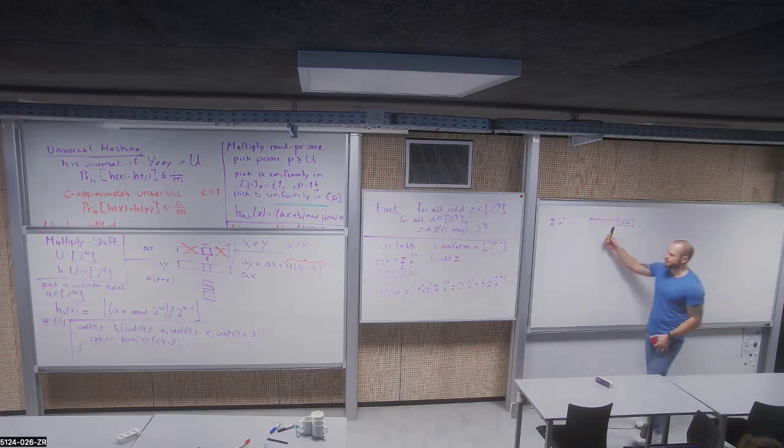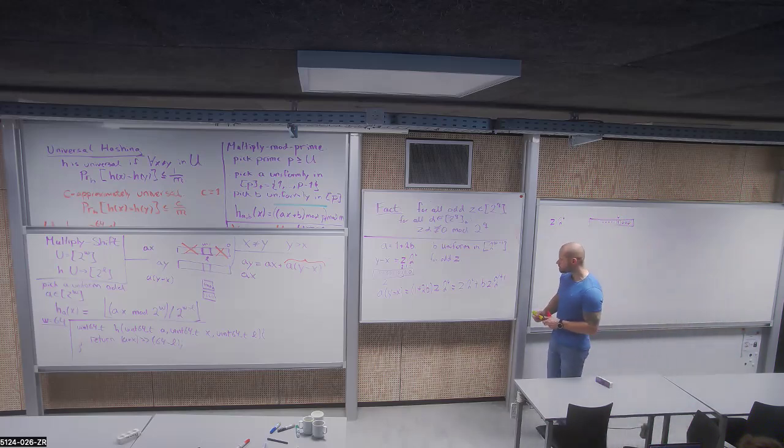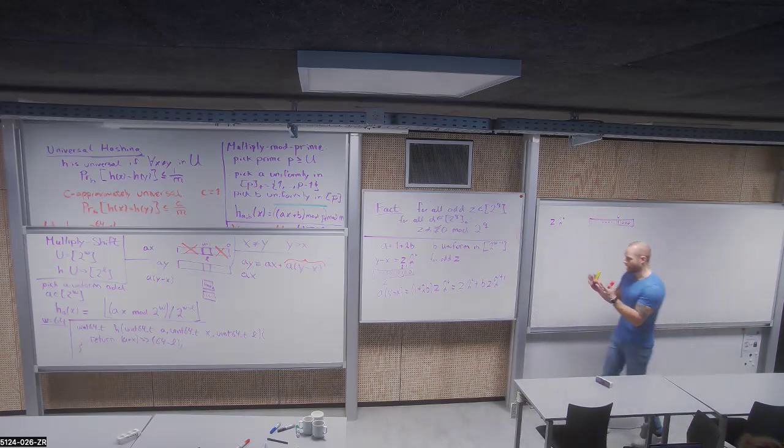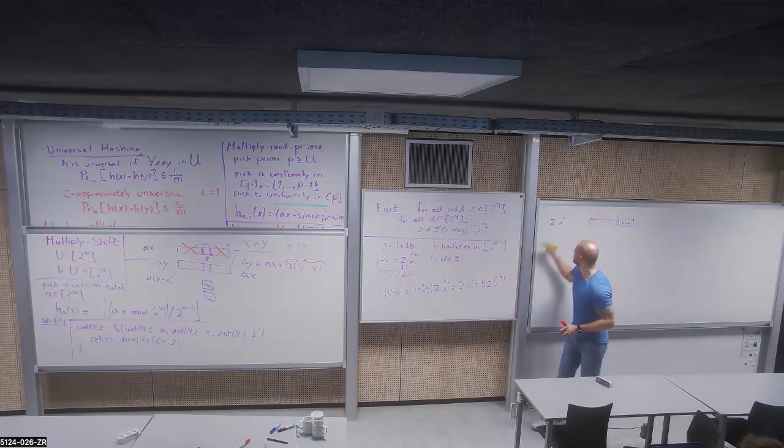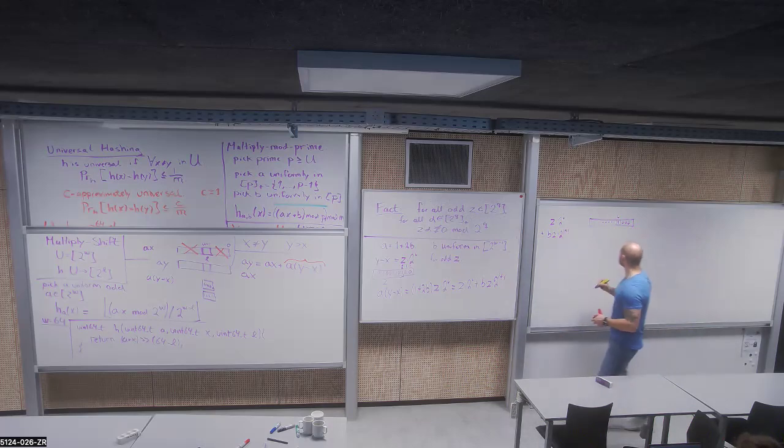The something is fixed. It depends just on what y and x are. Sorry, it doesn't depend on the randomness. So it looks like this. And then we're adding it to this b times z times 2 to the I plus 1.